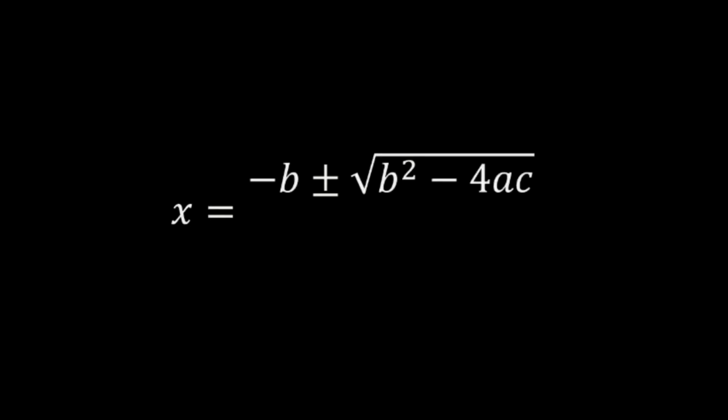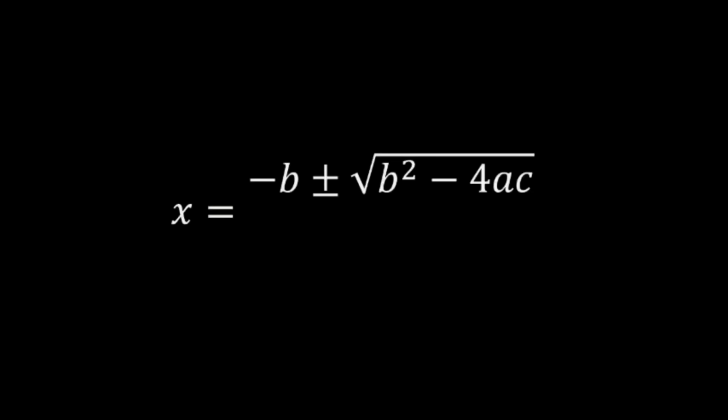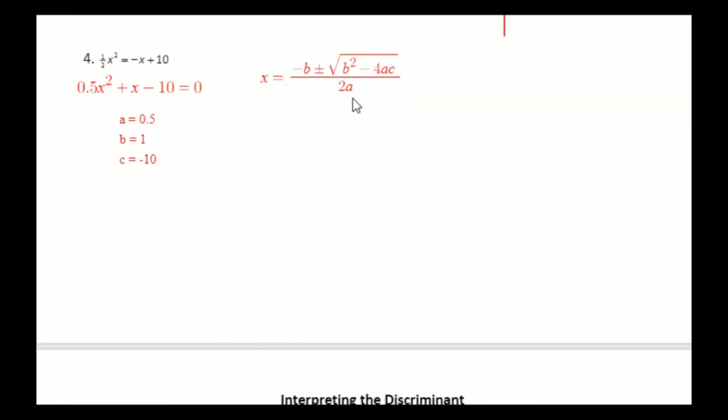x is equal to negative b plus or minus the square root of b squared minus 4ac all over 2a. Okay, so we got our quadratic formula written down, ready to go. Now we're ready to plug everything in.